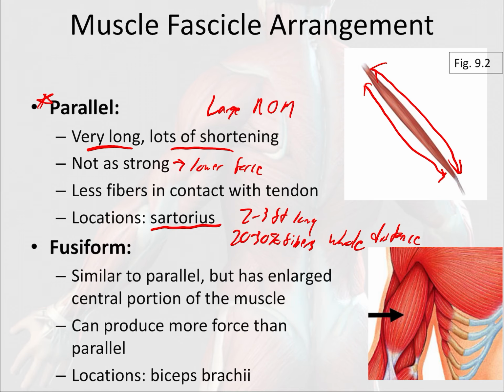Okay, and then next one here is called fusiform. Fusiform is very similar to parallel, but instead of just being straight all the way through, it kind of has a bulge in the middle. This enlarged spot in the central part of the muscle, and this is what your biceps brachii is. Okay, you get more force out of this because that bulge in the middle just gives more muscle fibers to pull. Okay, but it's similar where you have lots of range of motion and still not as much force as some of the other arrangements like convergent.